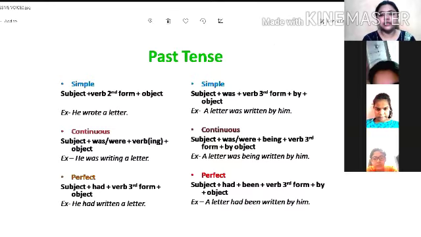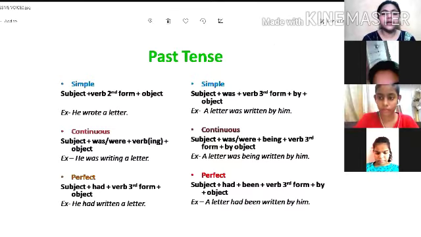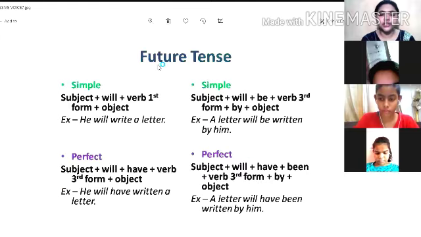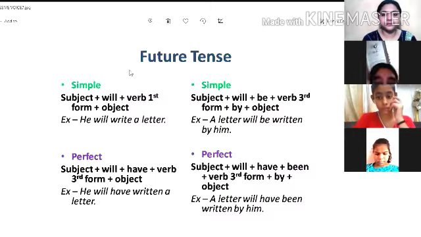So now the last is future tense. I would be taking your doubts, children. Don't worry. Let me complete the explanation first, and then I'll be taking your doubts. For sure. Don't worry.